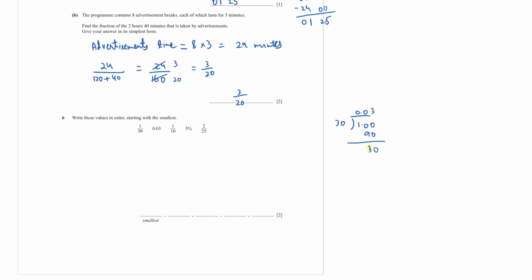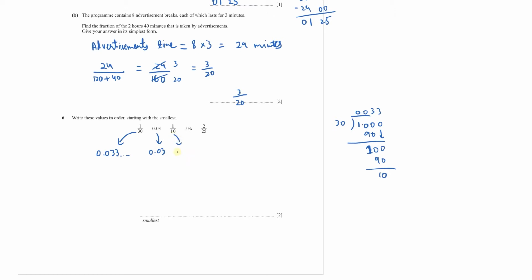Then another 0, so again 100. 30 times 3 is 90, again 10. So 1 over 30 will be 0.03333 and so on. This is 0.0333.